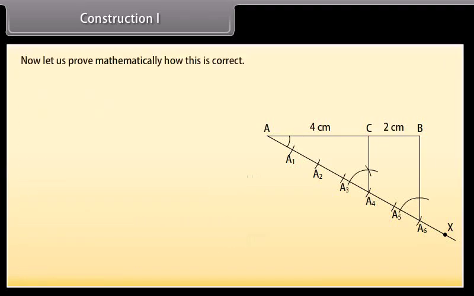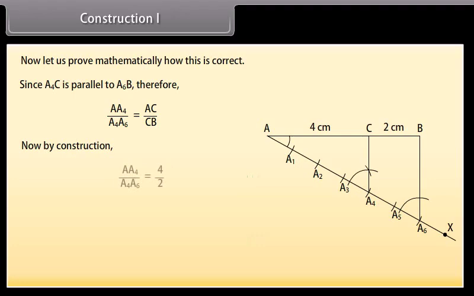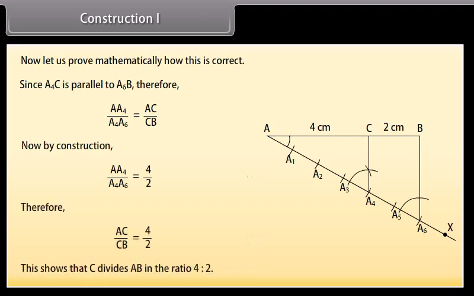Now let us prove mathematically how this is correct. Since A4C is parallel to A6B, therefore by the basic proportionality theorem, AA4 upon A4A6 is equal to AC upon CB. Now by construction, AA4 upon A4A6 equals 4 upon 2. Therefore, AC upon CB is equal to 4 upon 2. This shows that C divides AB in the ratio 4:2.